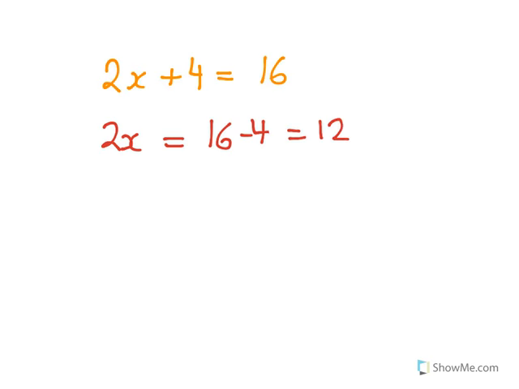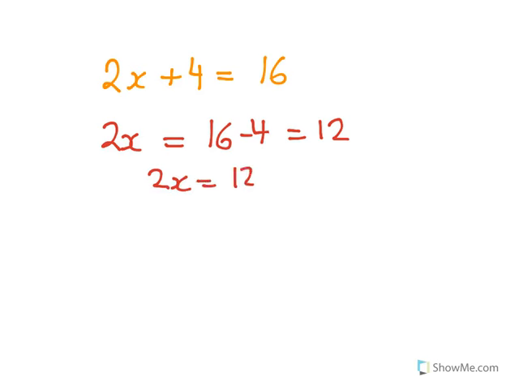We've got 2x plus 4 equals 16. Well, let's try and do it by just moving things to the other side of the equal sign. The first thing we would do is have our 2x. We would move the 4 to the other side, equals 16 minus 4, which equals 12. So we know that 2 lots of x now equals 12.